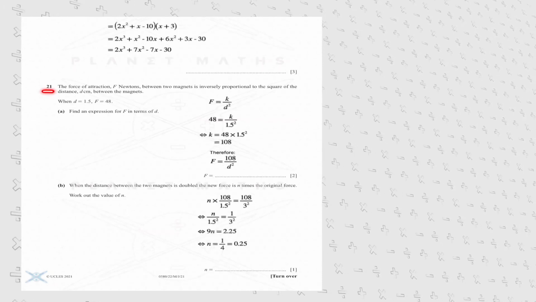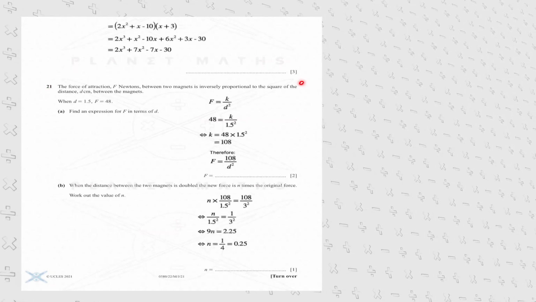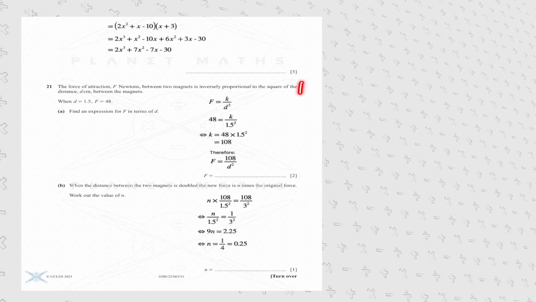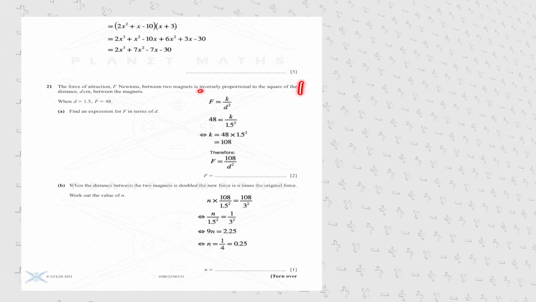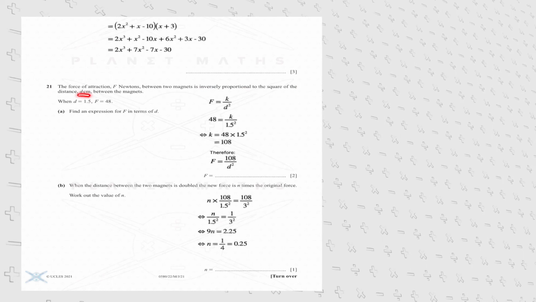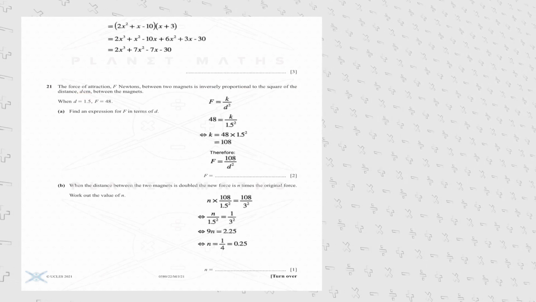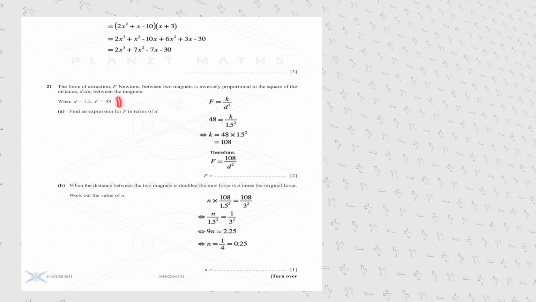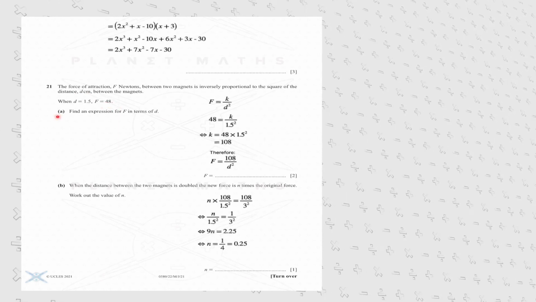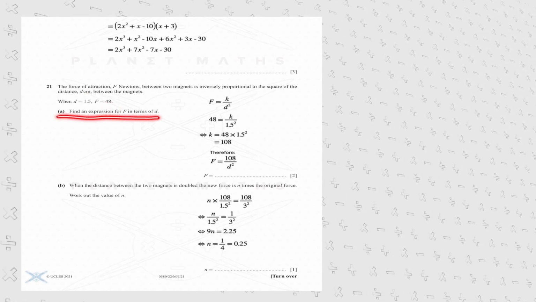Next on to exercise 21, where it's stated that the force of attraction F newtons between 2 magnets is inversely proportional to the square of the distance d centimeters between the magnets. When the distance is 1.5 centimeters, the force is 48 newtons. In A we are supposed to find an expression of F in terms of d.